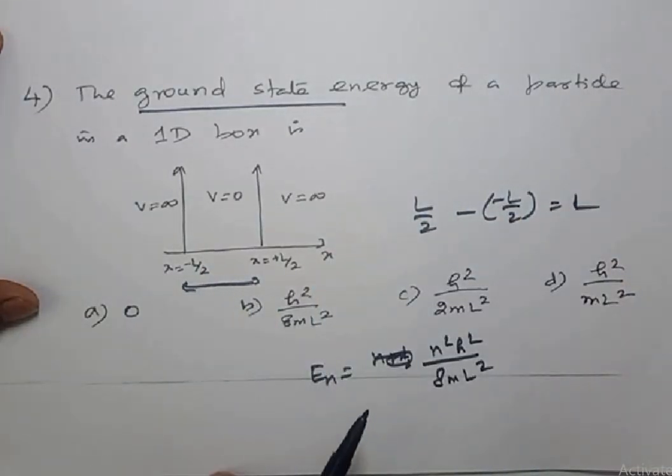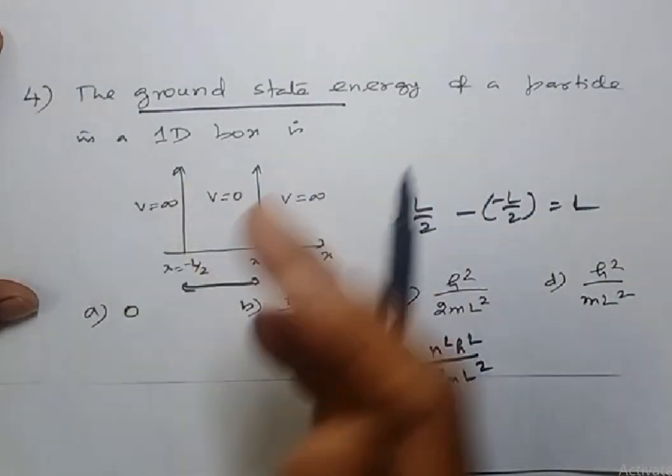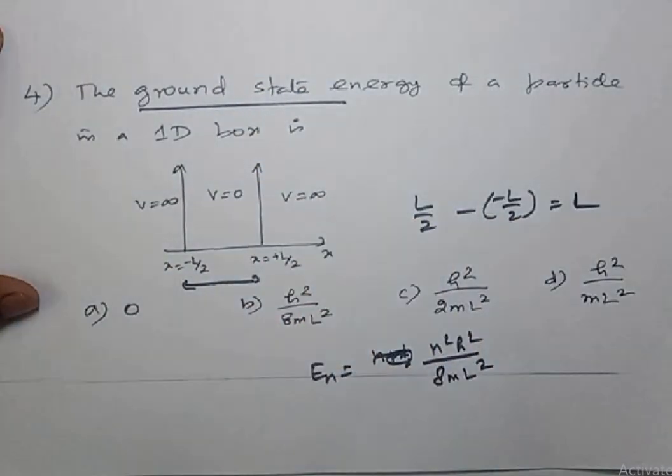But remember, only the energy formula remains the same, not the wave function. The wave function will differ. I have already discussed that, as you know very well. Now, for the ground state, put n is equal to 1. If you put n equal to 1, we will get the ground state energy.